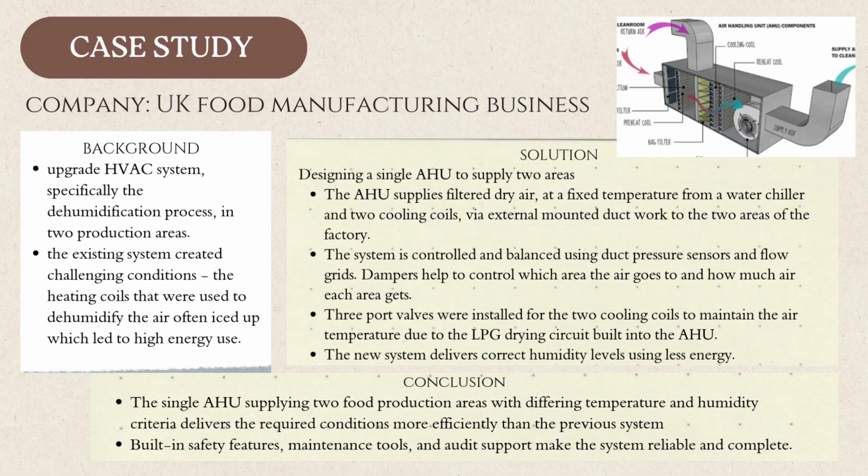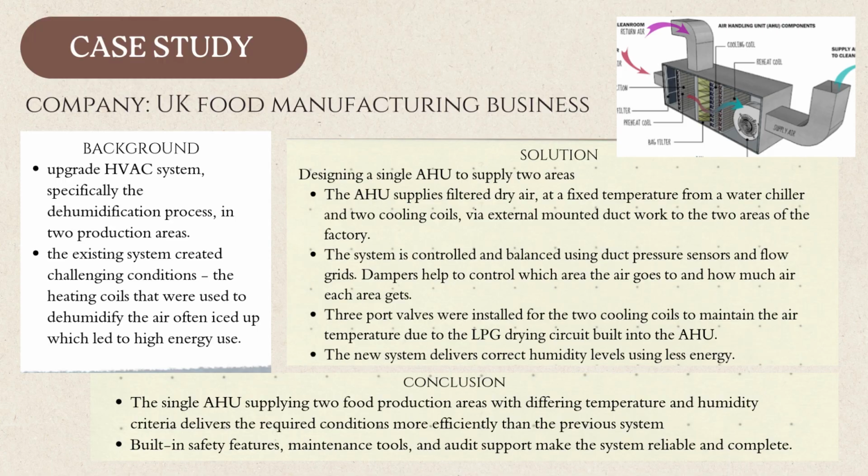The dampers will help to control which area the air goes to and how much air each area gets. Three-point valves were installed for the two cooling coils to maintain the air temperature due to LPG drying circuit built into the AHU. So the new system delivers correct humidity levels using less energy.